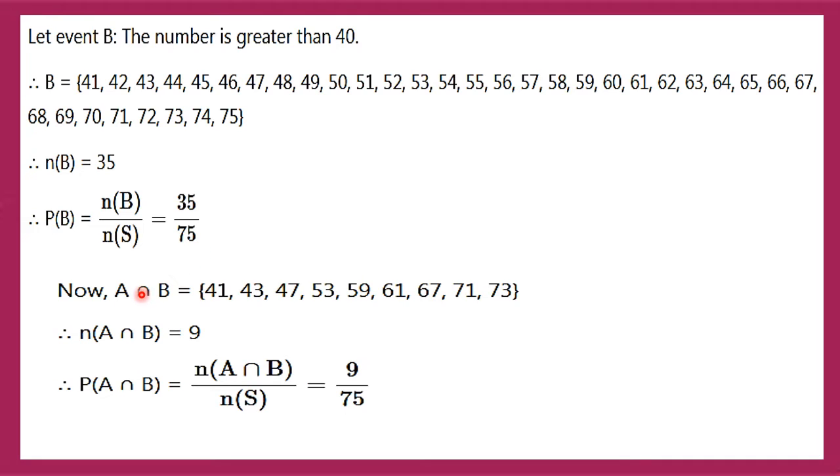Now we find the intersection of both A and B. You can observe that there are common elements, that is the prime numbers between 41 to 75, that is greater than 40 till 75. So the numbers 41, 43, 47 etc. up to 73, these are the prime numbers greater than 40 till 75. There are 9 numbers, so n of A intersection B is equal to 9. So P of A intersection B is n of A intersection B upon n of S, which is equal to 9 upon 75.